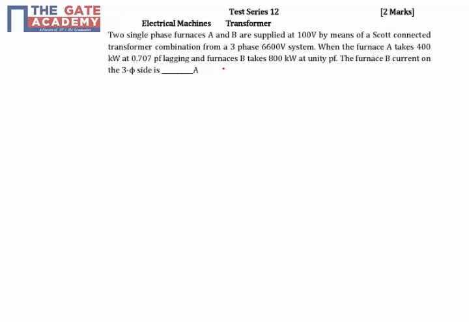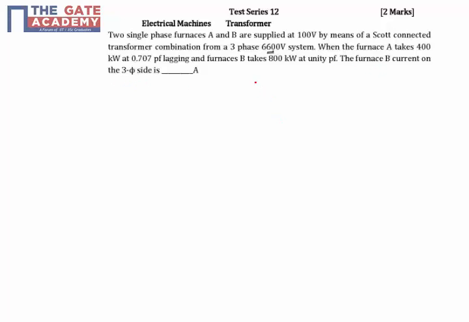So in the given problem, he has given two single phase furnaces A and B, which are supplied at 100 volts by means of a Scott connected transformer combination from a three phase 6600 volt system, and he has also given the power consumption and the power factor of each furnace. Furnace A takes 400 kilowatts at 0.707 power factor lagging, and furnace B is taking 800 kilowatts at unity power factor. He is asking for the current of furnace B on the three phase side.